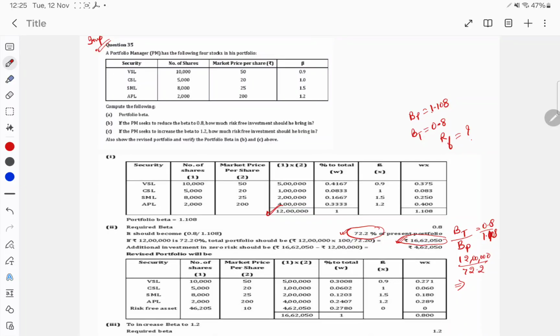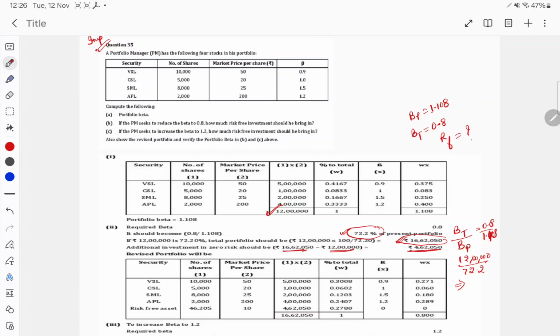This comes to 16,62,050. This total value of portfolio can also be referred to as the value of risky portfolio. Now you have to calculate the value of risk free portfolio. What will you do for that? You will deduct the market price from the total value of portfolio, the risky portfolio.